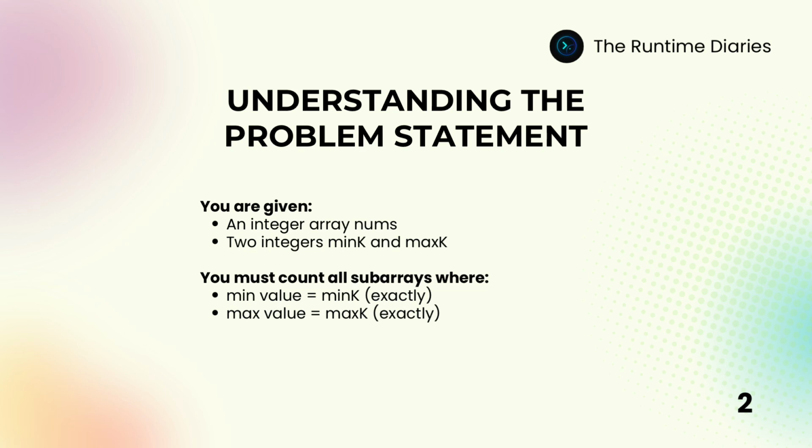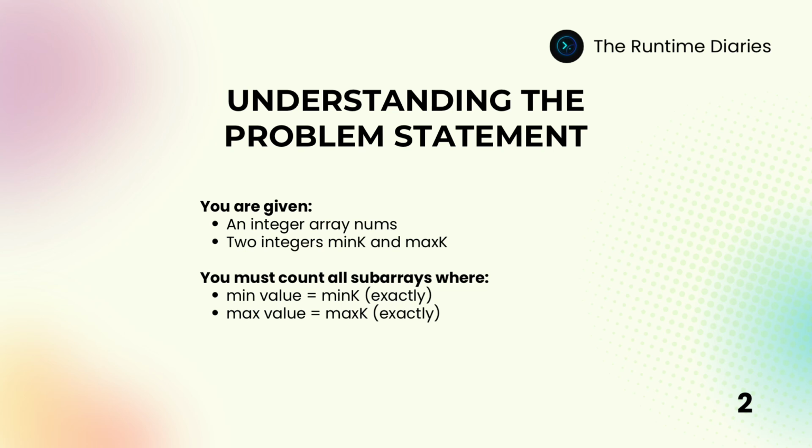Here's the actual challenge. You're given an array of numbers and two special values, minK and maxK. Your job is to count how many subarrays have a minimum value equal to minK and a maximum value equal to maxK. And here's the critical part: not at least minK, not at most maxK. The actual minimum of the subarray must be exactly minK, and the actual maximum must be exactly maxK. Both conditions must be true simultaneously.